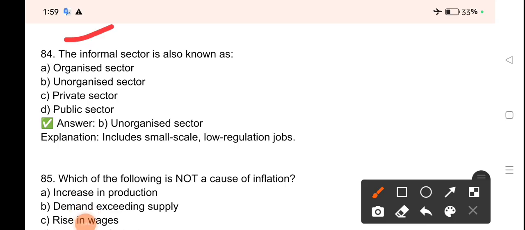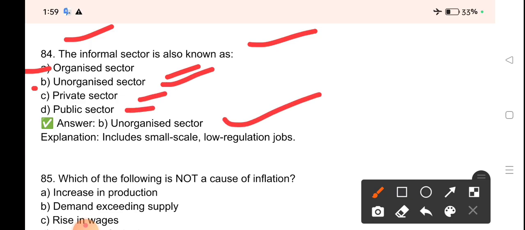The informal sector is also known as organized sector, unorganized sector, private sector, public sector. Unorganized sector. The informal sector is known as the unorganized sector. It includes small scale, low regulation jobs.